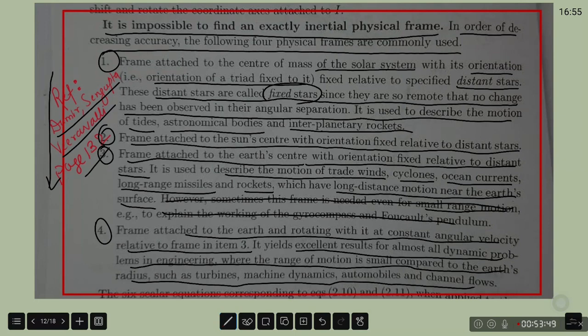Okay. In this course, we will entirely rely on this number 4, which is an Earth fixed reference frame. But keep in mind that if your application changes, if you have to send a rocket to Saturn, or to Pluto, then you should not use this reference frame. You should rather use the number 1 reference frame, because that would be more accurate. That is more inertial, in a manner of speaking, more inertial than number 4.